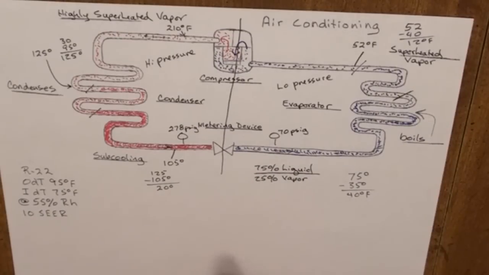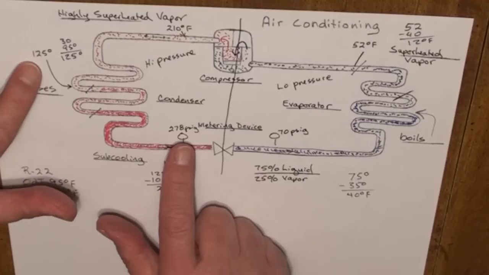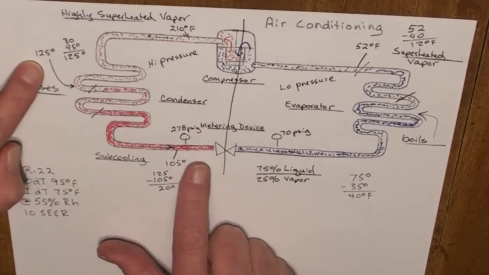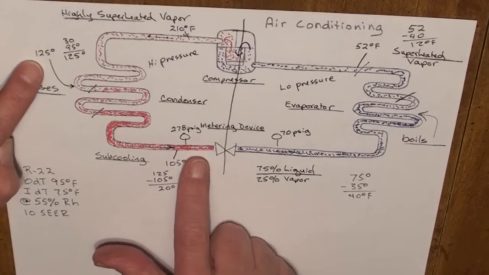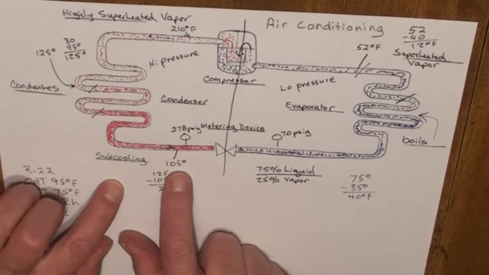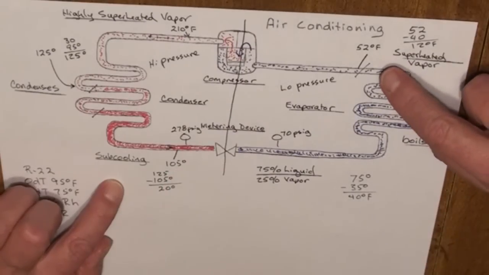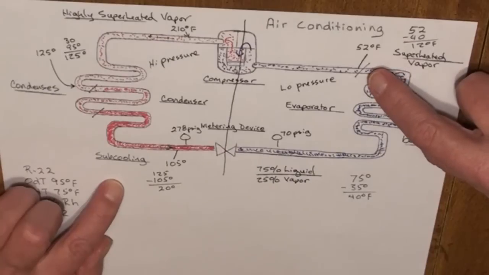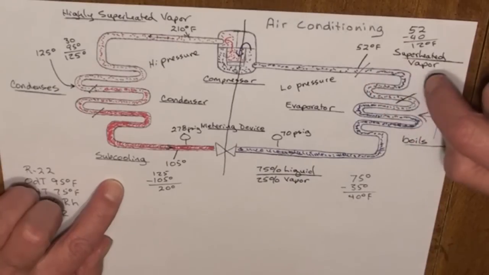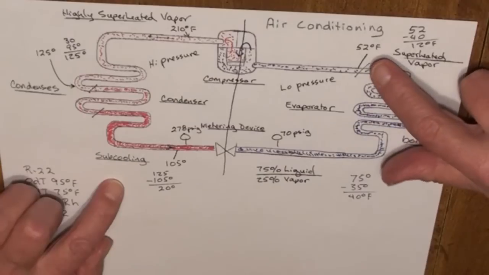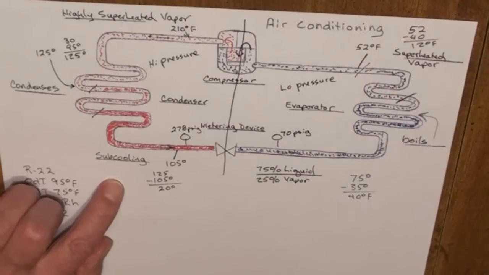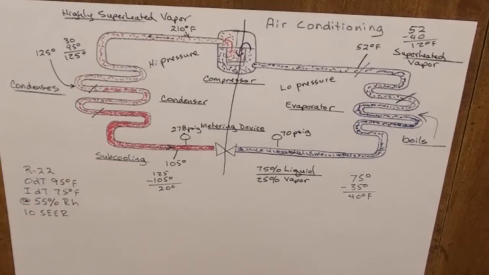My refrigeration gauges would read pressures and temperatures. I would have a digital thermometer attached to the liquid line leaving the condenser to give me a measured liquid temperature, here in this case 105. At the exit of the evaporator, I would have another digital thermometer attached to the refrigerant line to give me a measured temperature of 52 degrees Fahrenheit.